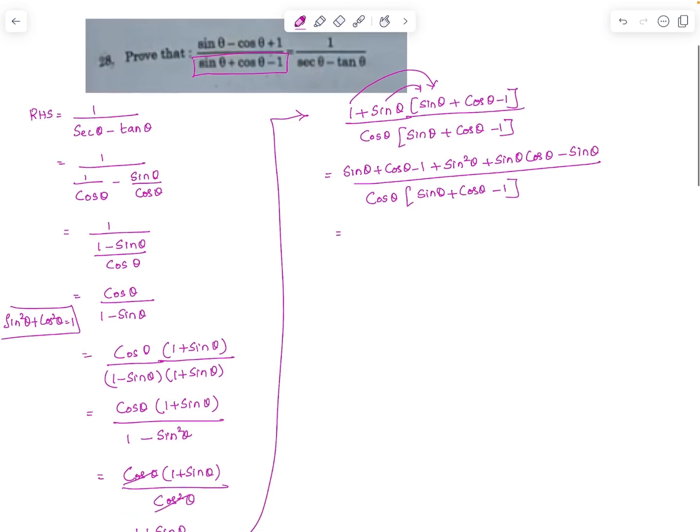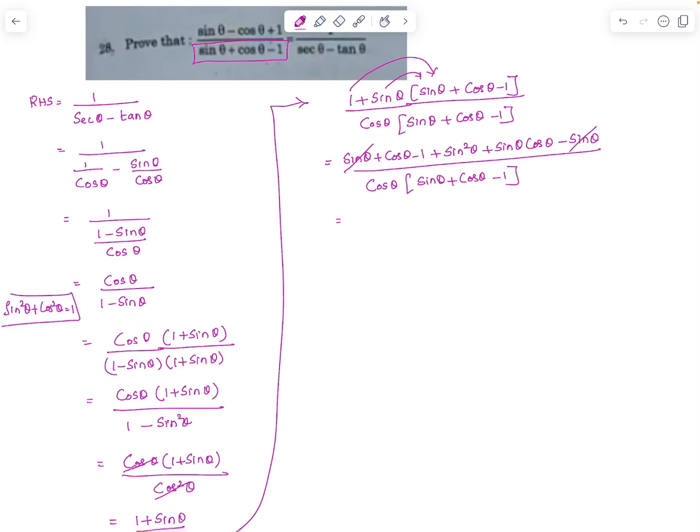Now in the numerator, we have 1 sin theta and minus sin theta, which cancel out. The remaining are cos theta minus 1 plus sin square theta plus sin theta cos theta, by cos theta times (sin theta plus cos theta minus 1). Looking at the denominator, we have sin theta plus cos theta minus 1. That is required. But we don't require this cos theta. That should be eliminated. So look for the options in the numerator.